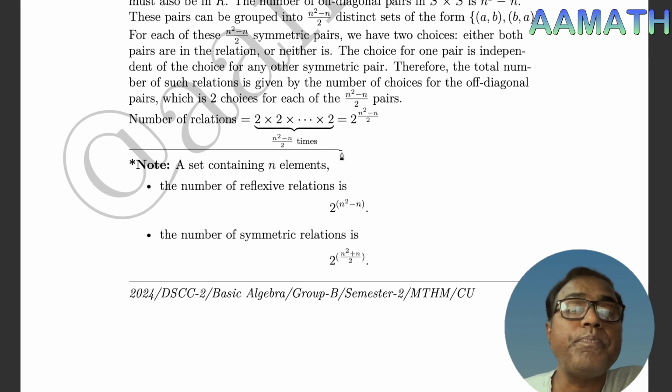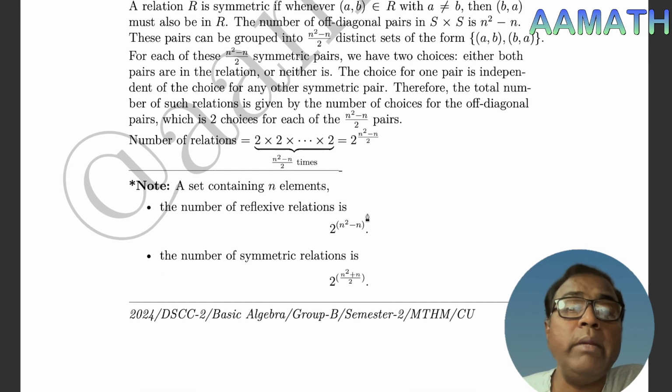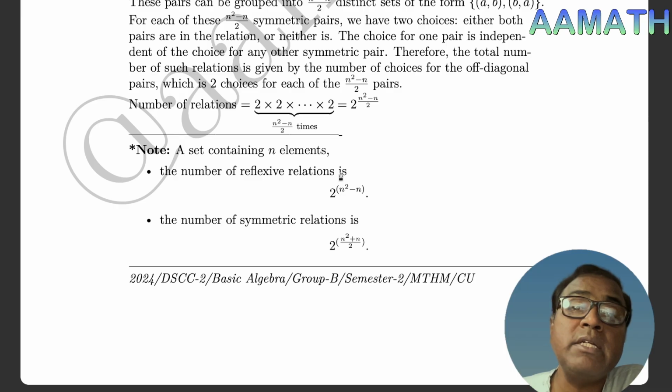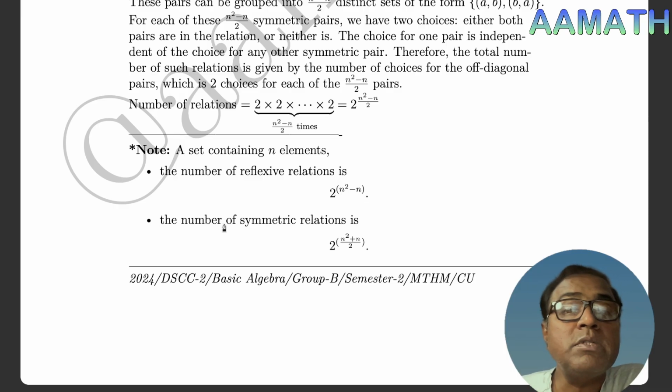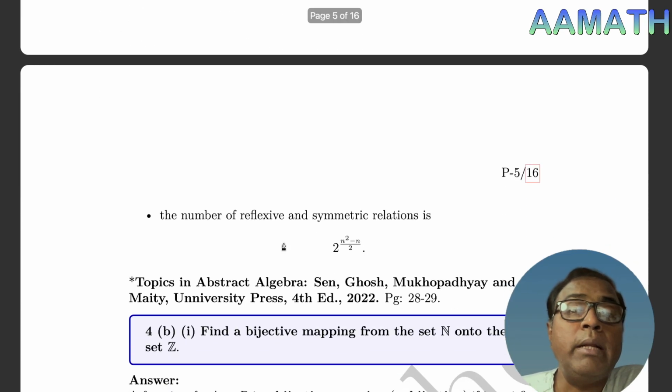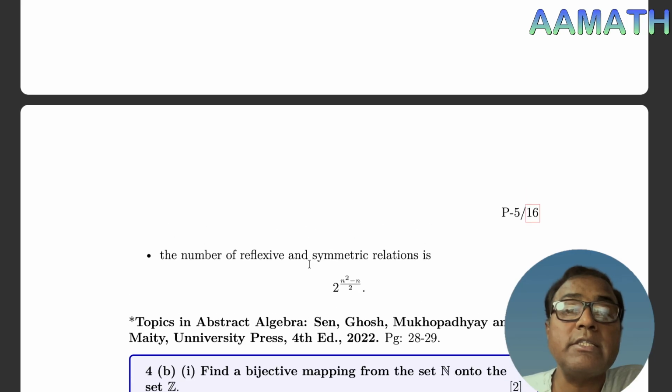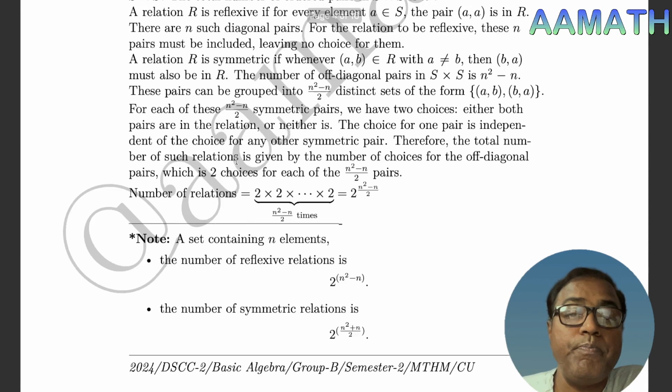Note that for a set containing n elements, the number of reflexive relations is 2 to the power n square minus n. The number of symmetric relations is 2 to the power (n square plus n)/2. And the number of reflexive and symmetric relations is 2 to the power (n square minus n) whole divided by 2. And this is the last case for our problem.